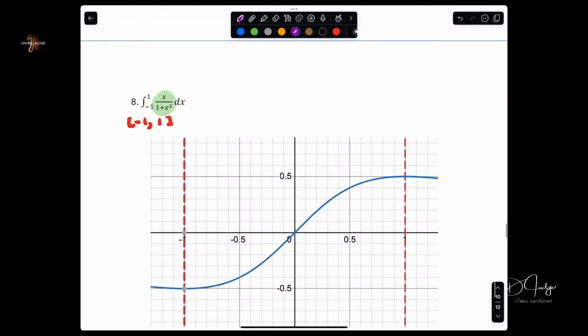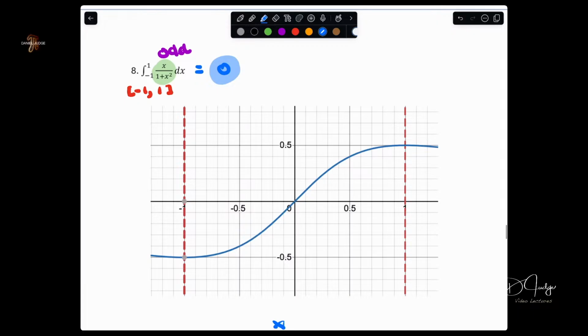So because this is a symmetric interval over an odd function, the area equals 0. We don't even have to integrate. And you can see from the curve here that you have an equal amount of area above and below, because odd functions are symmetric about the origin.